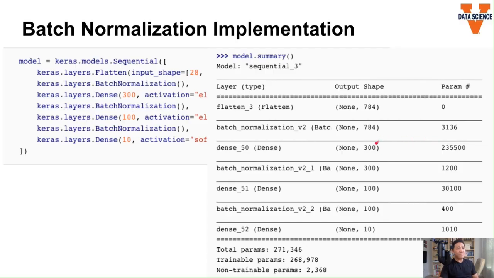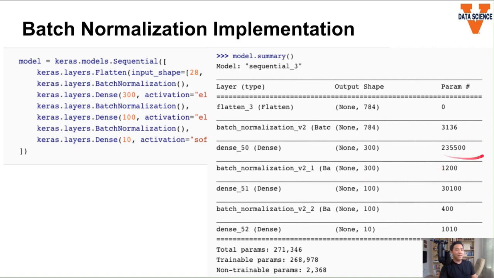If you notice, the batch normalization layers only have 4 times the number of nodes, because it does learn 4 parameters per node here. So for example, you have 784 nodes, the batch normalization would have about 3,100 parameters, 4 times that. And if you have a second layer here with 300 nodes, then you have about 1,200 parameters, right? Only 4 times the number of nodes.